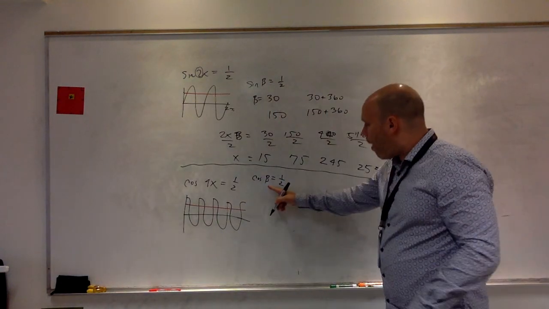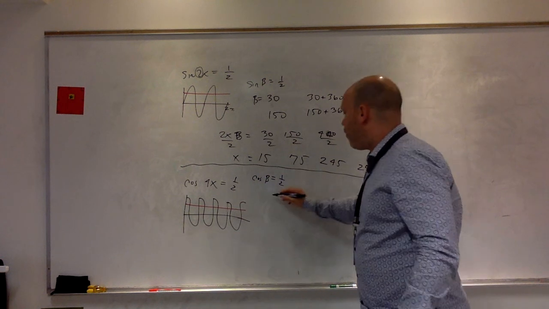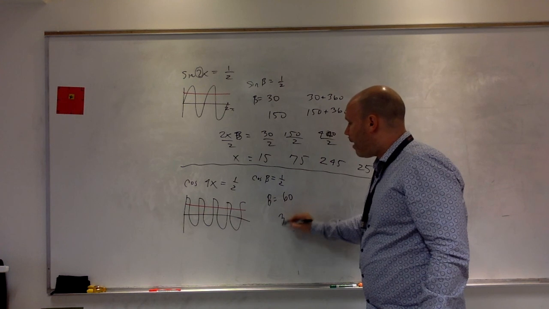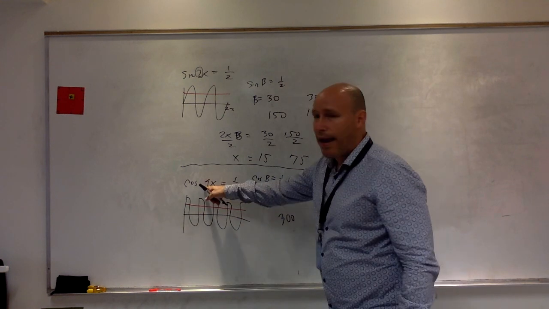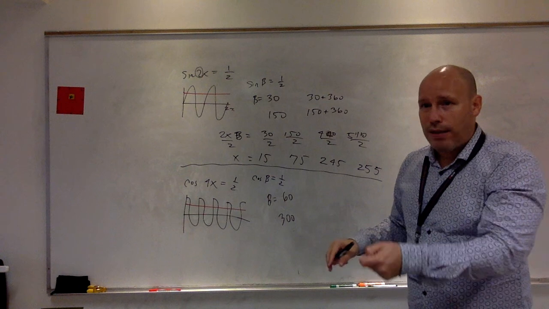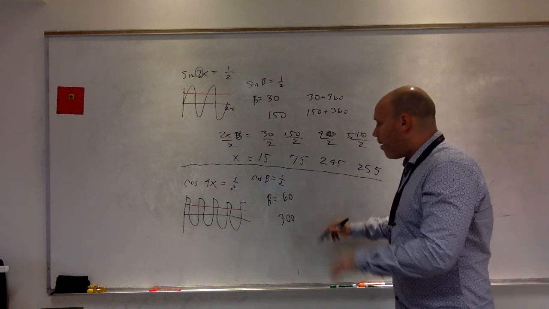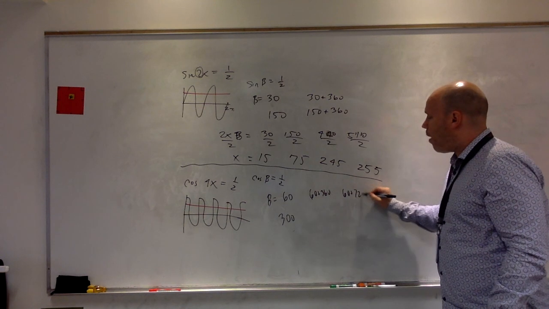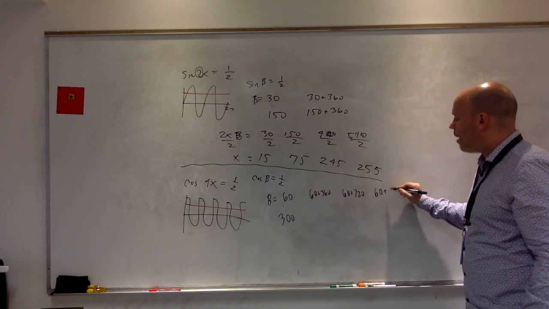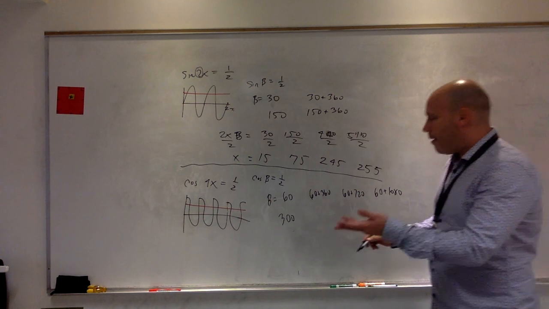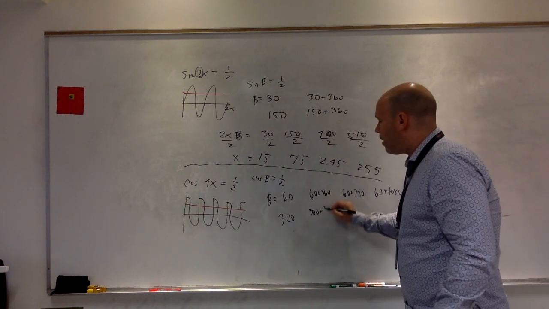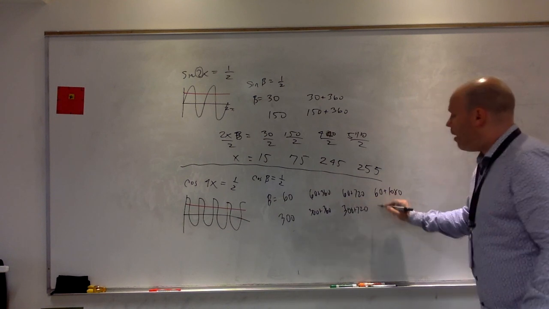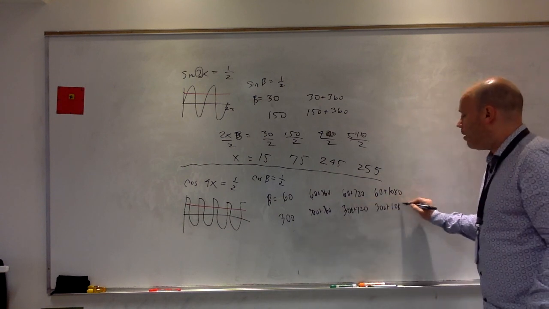We know it's positive in the first and the fourth quadrants, so b equals 60 and b equals 300. Now, I said there were 4 cycles, so we're going to have to go around, and then we're going to divide by 4. That's how I do it. So 60 plus 360, 60 plus 720, and 60 plus 1080. And the same thing here: 300 plus 360, 300 plus 720, and 300 plus 1080.